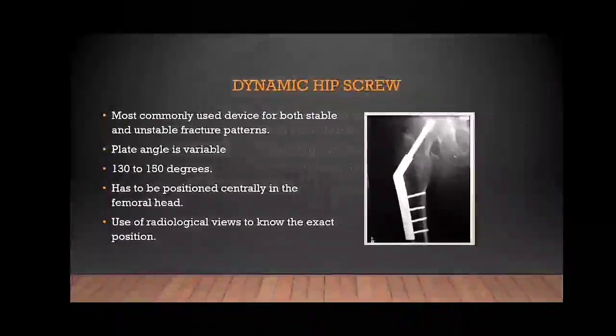So the dynamic hip screw is a very important device. This is usually used in fixation of the extracapsular fractures. It can be used for both stable and unstable fracture patterns. The plate angle is variable. It may be from 130 degrees to 150 degrees. It has to be positioned centrally in the femoral head in both AP and lateral views. So use of radiological views is required intraoperatively to know the exact position.